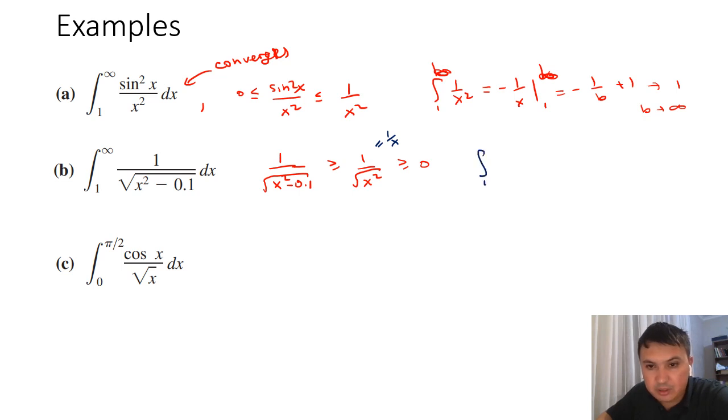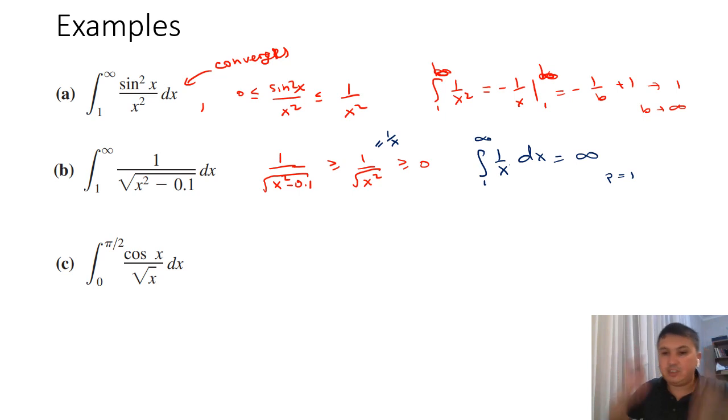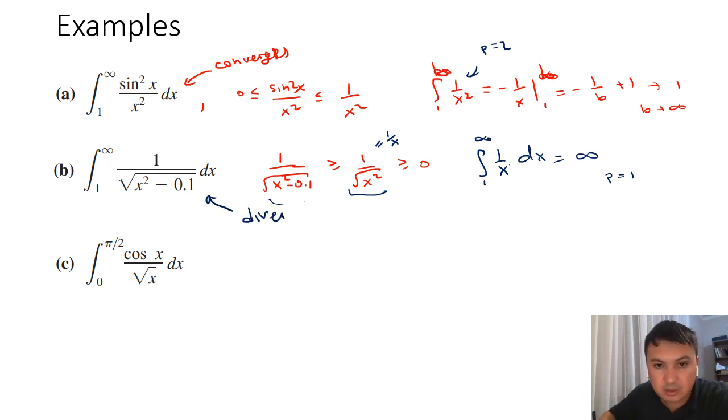Now if you integrate 1 over x, we know that this is infinite, because here p is equal to 1, like in the p-test. Here we could also apply the p-test, where p was equal to 2 before. So at p equal to 1, this is infinite, because the integral becomes ln of x, and ln of infinity is infinite. So this diverges, right? Hence this particular integral diverges. Okay.